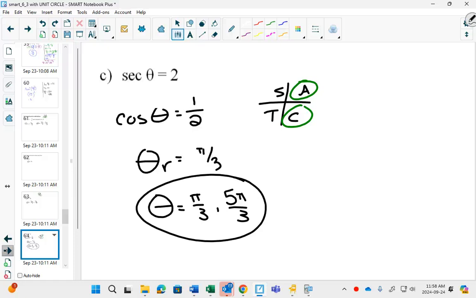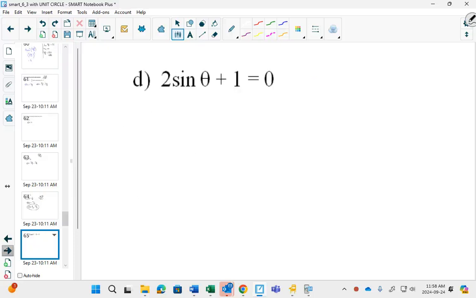So at the very basic level, we're solving these without our calculator by recognizing the values from our pi. This one's a little bit harder because it started with secant, but it's the same as you can change it to the one that you know, which is cos. Next, we can have ones that are actually like mini equations.